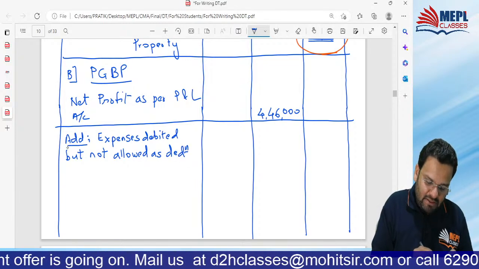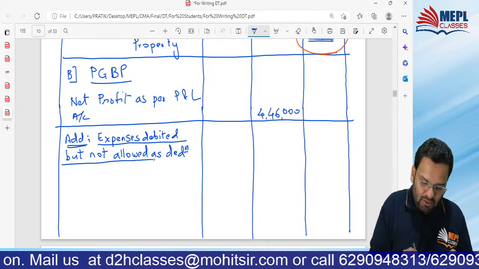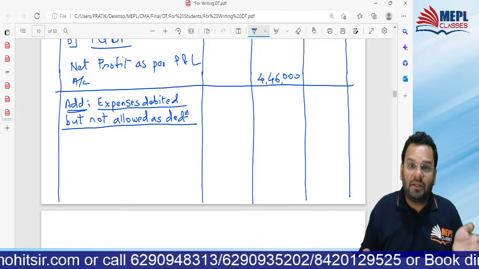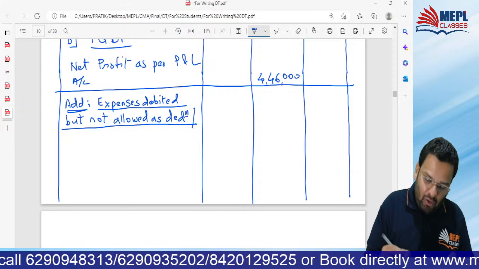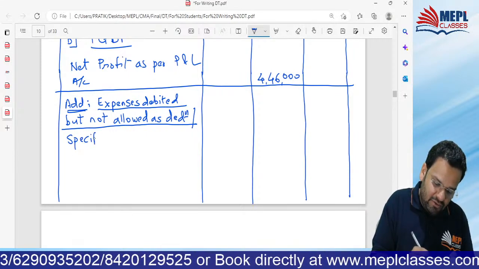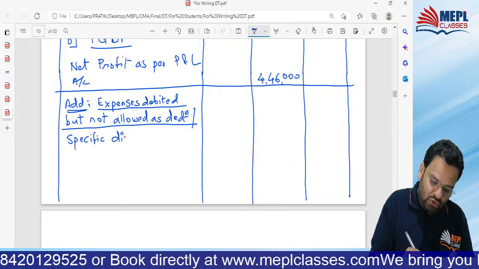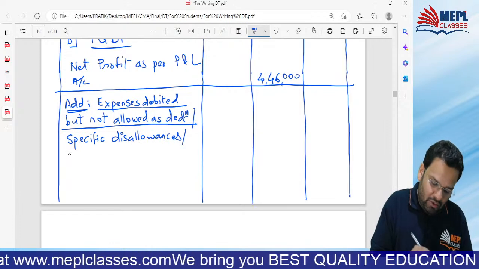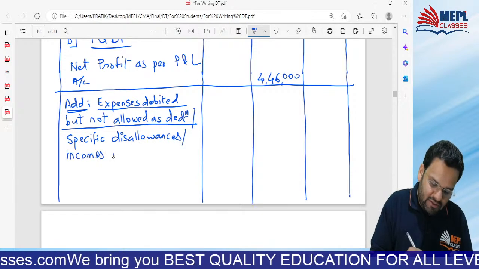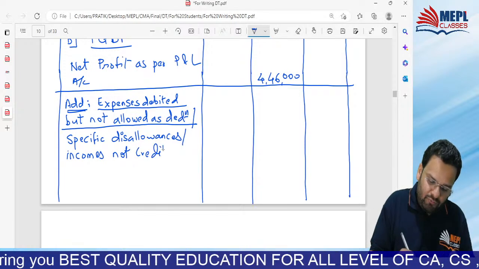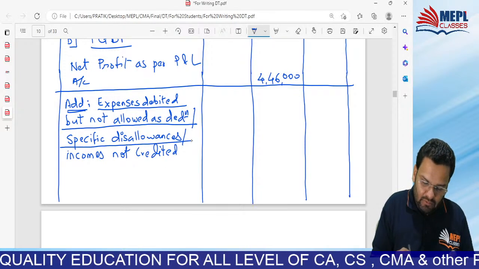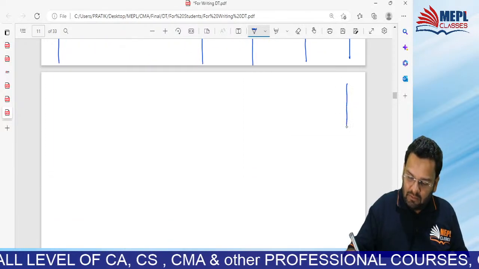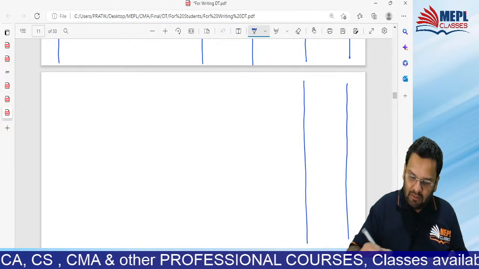May I know what are expenses debited but not allowed as deductions? Yes, expenses debited but not allowed as deductions, and also specific disallowances, and also incomes which are not credited. All these things you have to add. Okay, so check and let me know what do you have in that.